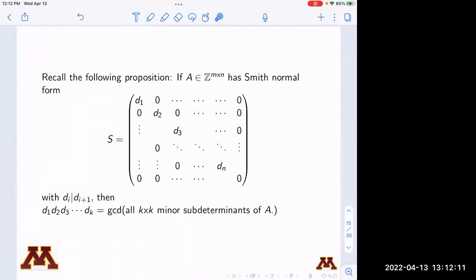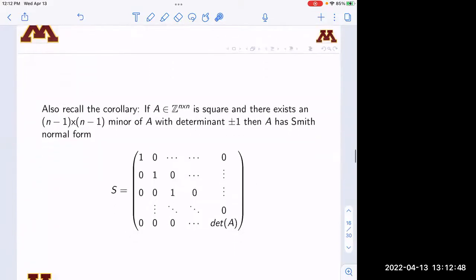All right, so recall the following proposition. If we have a matrix A over the integers with Smith normal form d1 through dn, of course, since it's Smith normal form, we have that di divides d(i+1). Then the product of d1 through dk is the greatest common divisor of all k by k minor subdeterminants of A. So we'll use that later as well.